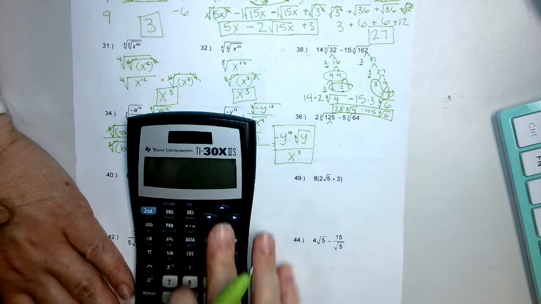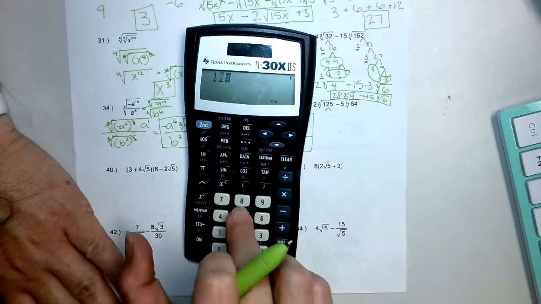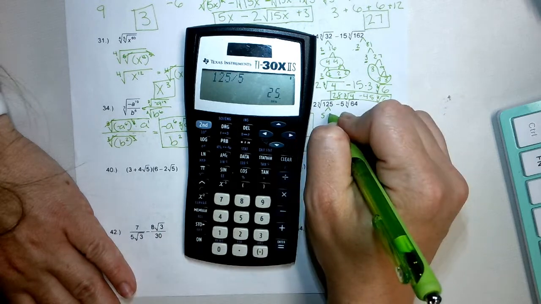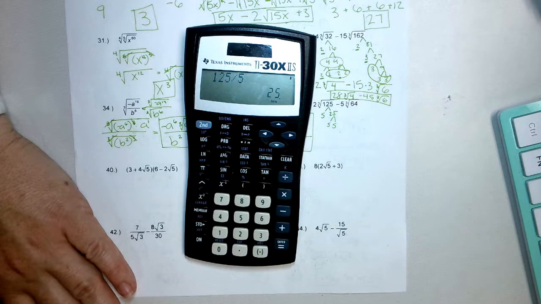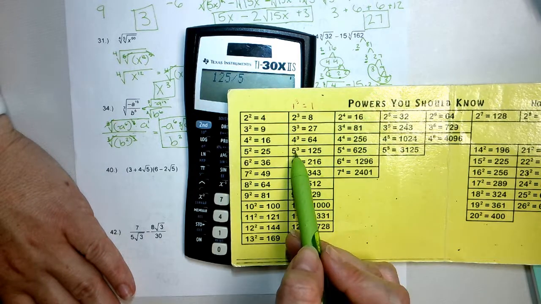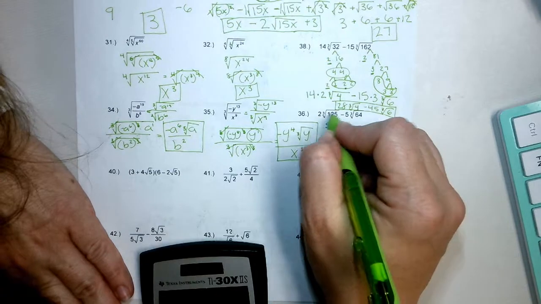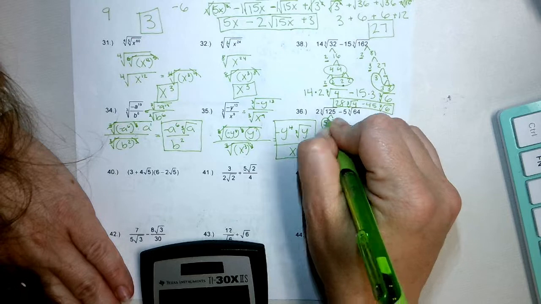So I know that 5 goes into 125 25 times, and 5 goes into that 5 times. Now, could I have just looked at my yellow paper on that one? Yes, 125 is a perfect cube of 5 cubed. So I know that this becomes just 5. What's 2 times 5? So this is just 10.